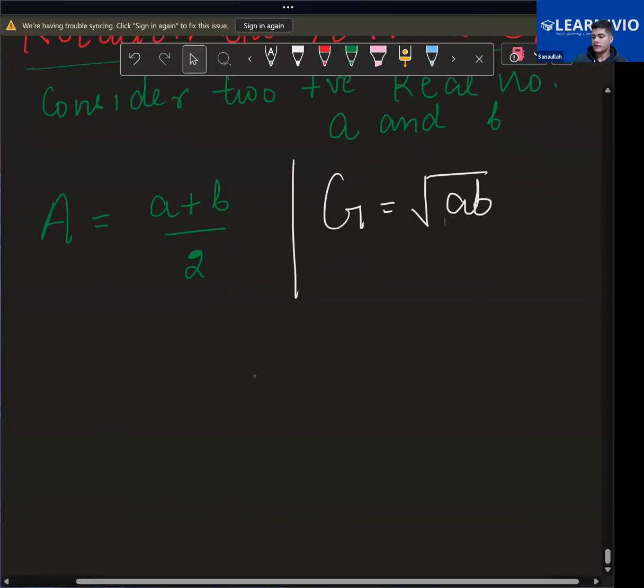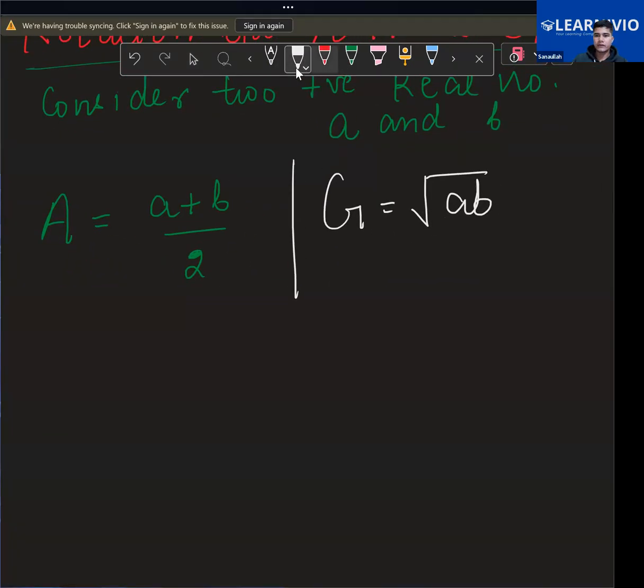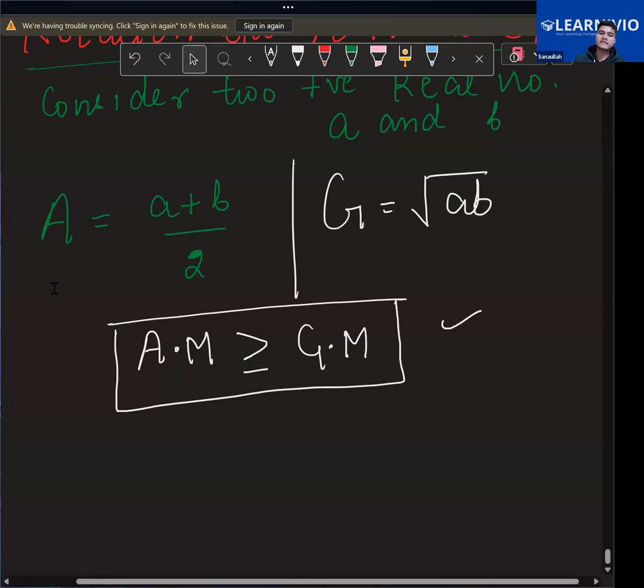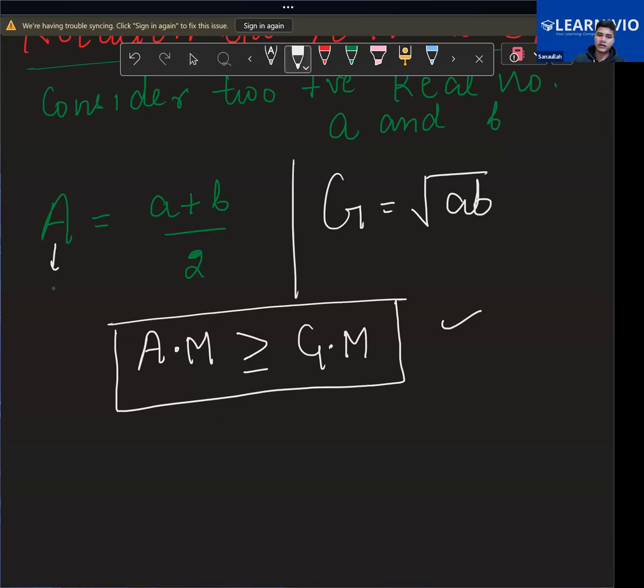Okay, so the relation is, I will solve a little bit. Actually, the relation is arithmetic mean is greater than or equal to geometric mean. This is the relation, but I will show you how this relation comes. See, what is arithmetic mean? This A is arithmetic mean only, and this G is geometric mean.